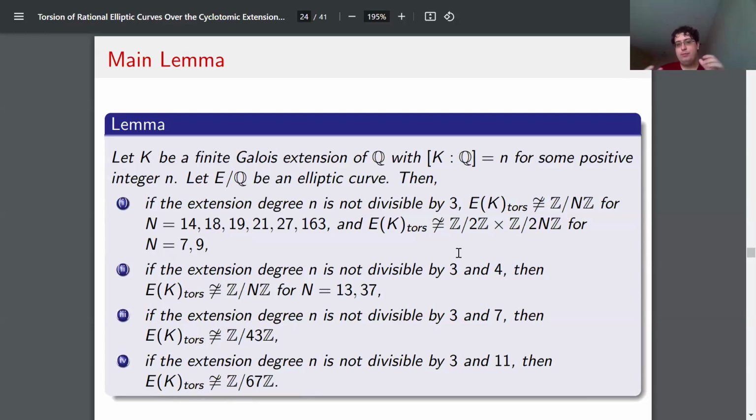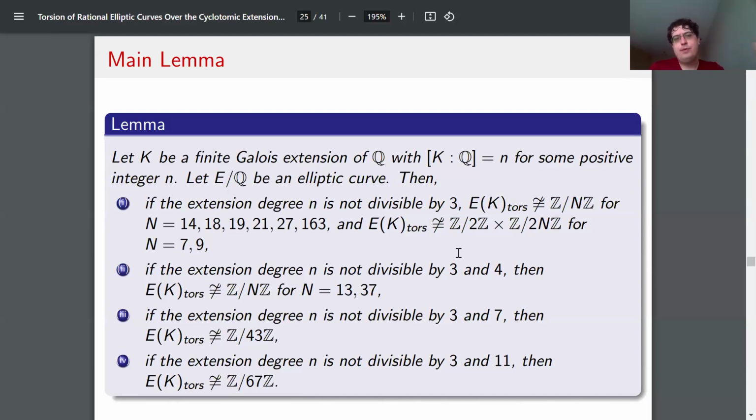So why are there these multiple cases? Basically, the same methods can be used to prove, under infinitely many conditions on n, that infinitely many different torsion groups are not realized. I only focus on certain ones because those are the ones that appeared as subgroups of E(Q) abelian torsion. So that's why eliminating them was important.